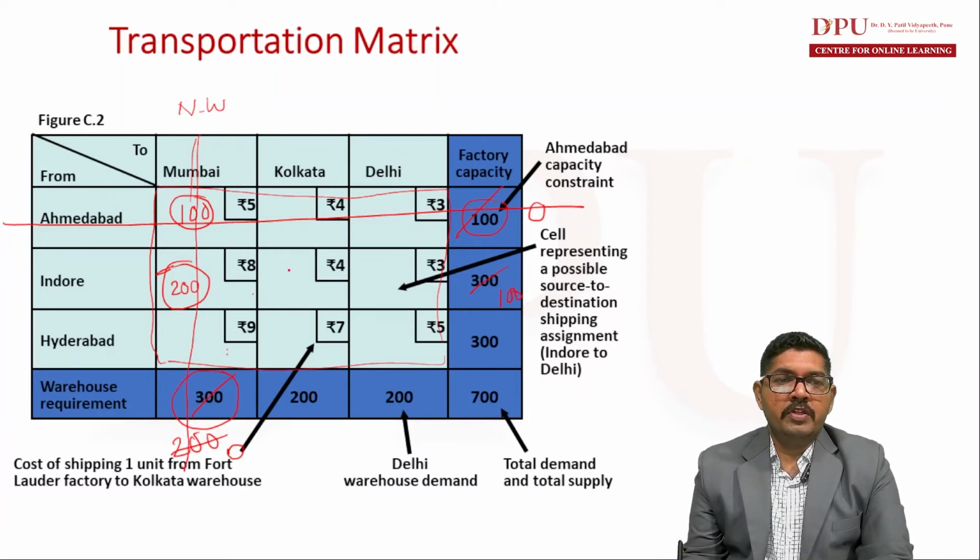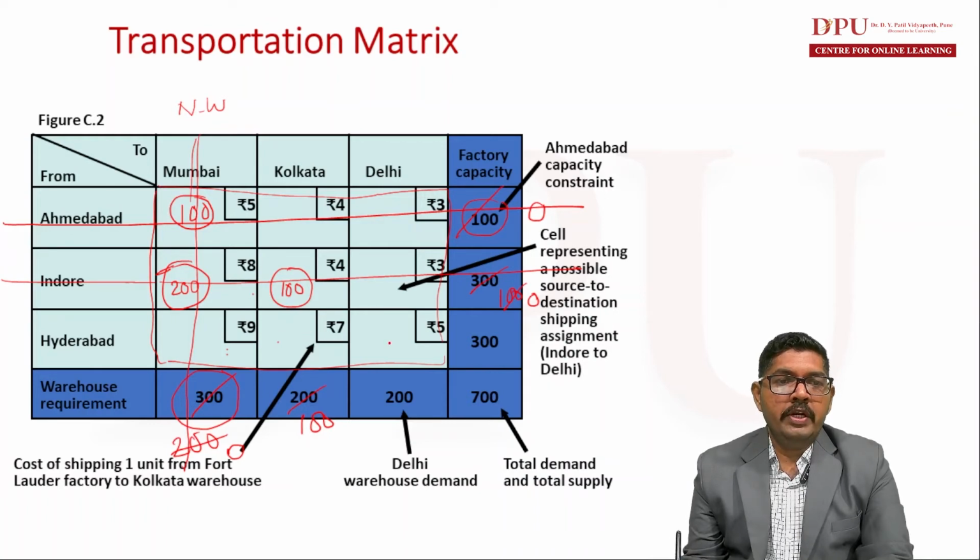Now the next northwest corner is this one. What is the maximum quantity we can allocate here? Here Kolkata is the destination and Indore is the source. The capacity remaining at Indore is 100 and the demand of Kolkata is 200. So the maximum quantity we can allocate is 100. Once we allocate 100, the demand will decrease to 100 and the supply of Indore gets exhausted. So we can tick Indore off from the matrix.